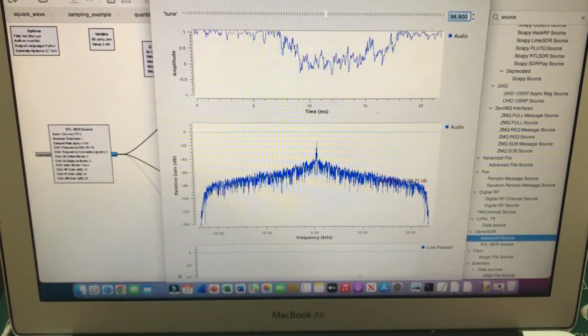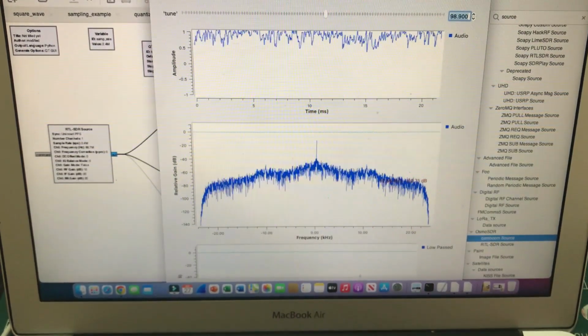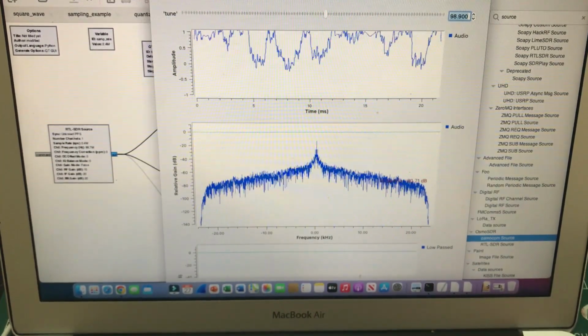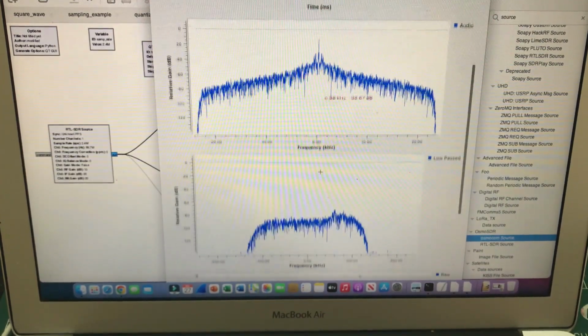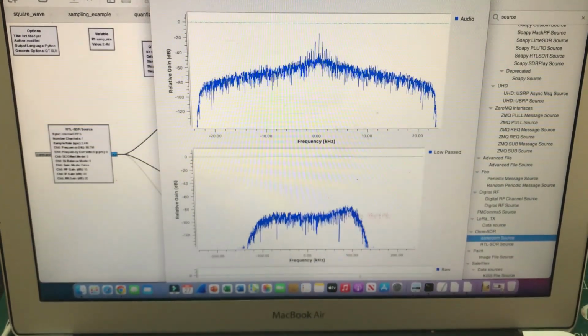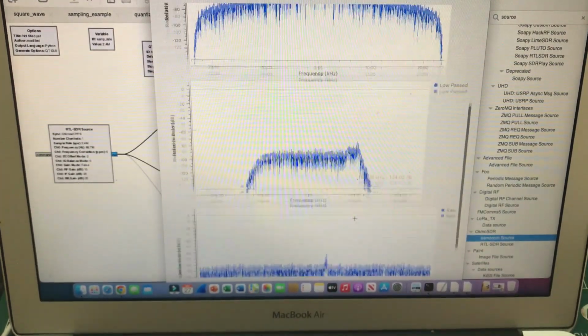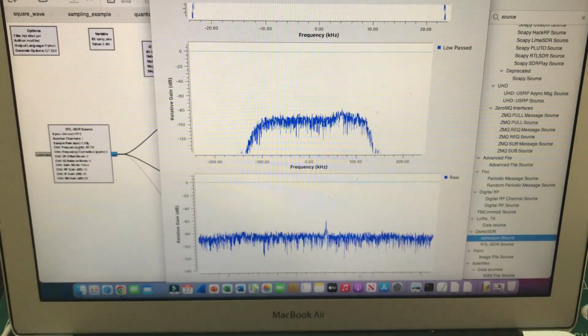So this is how you will basically design an FM radio using software defined radio with the help of an RTL-SDR dongle. So this is the audio. This is the filter output. This is what we're trying to filter, but we can still see there's something else going on. And this is the raw data coming out from your RTL-SDR dongle.